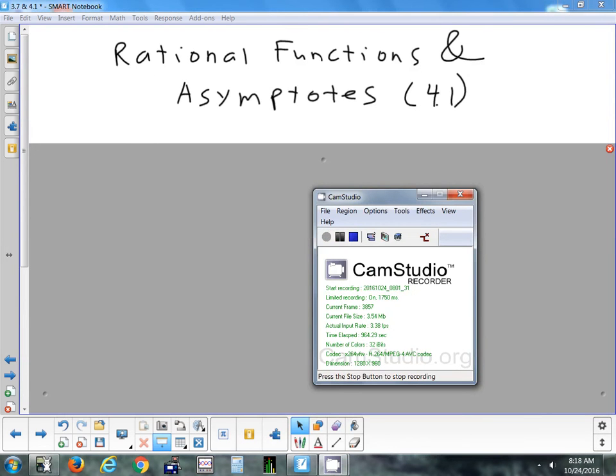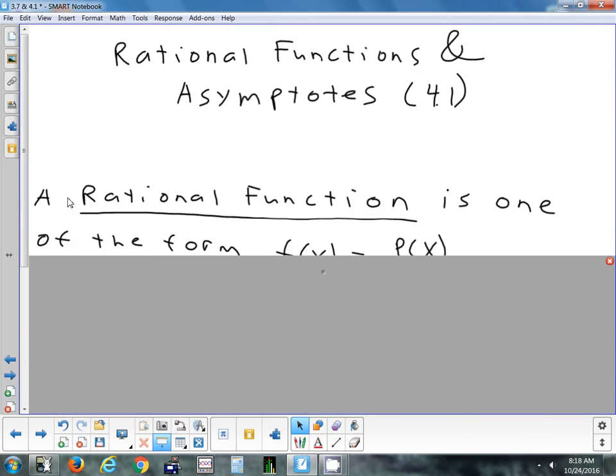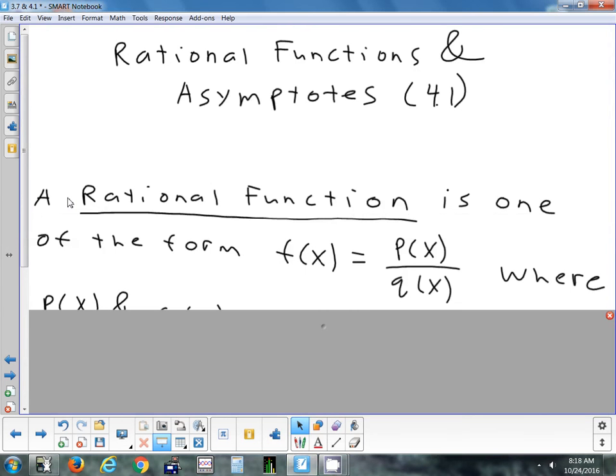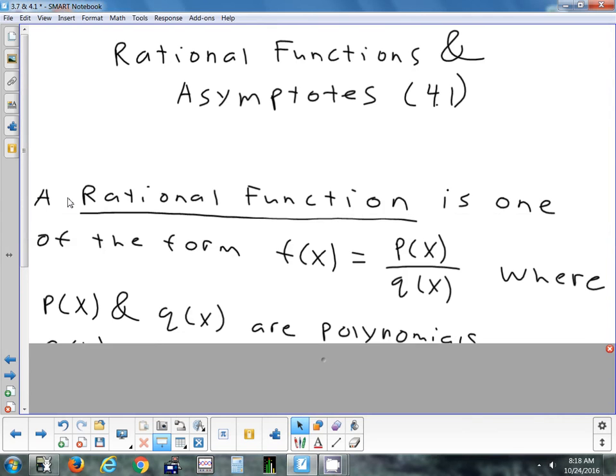All right, so next section we'll look at is 4.1, and this is on rational functions and asymptotes. So basically, a rational function is made up of two things that we've already studied. It's two polynomials, except now you're dividing them. Okay, so suppose f of x is a rational function. That's equal to p of x over q of x, where p of x and q of x are both polynomials.